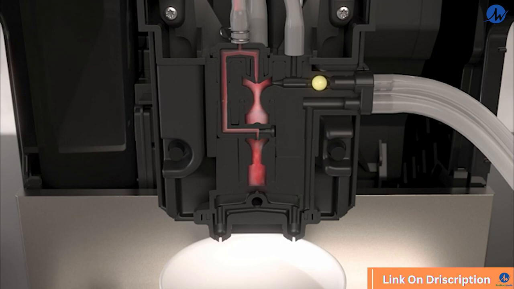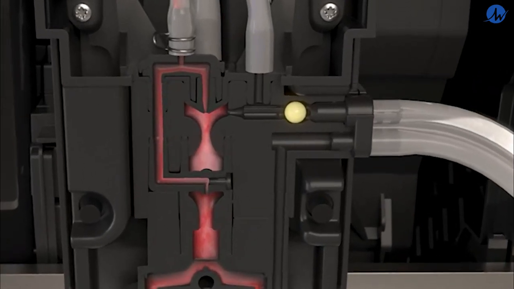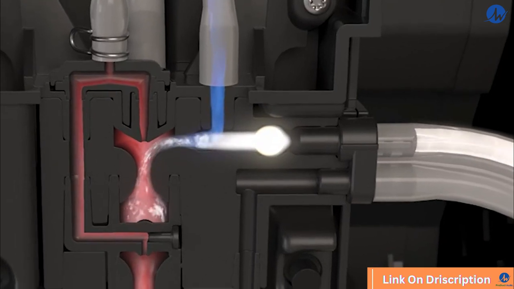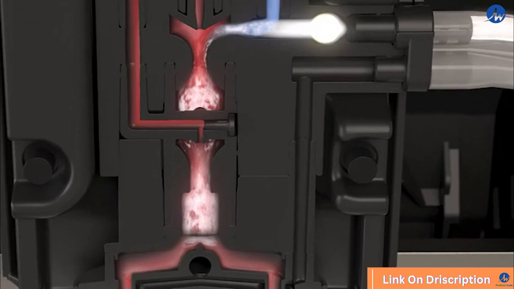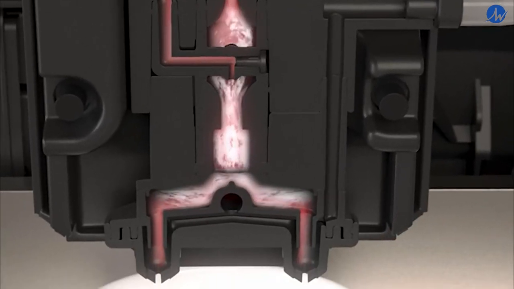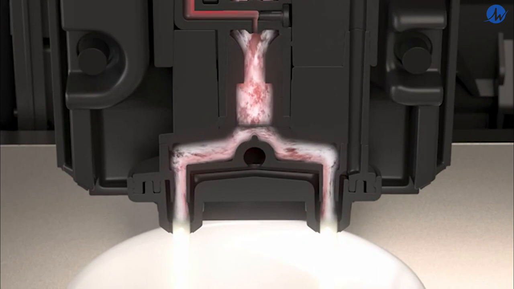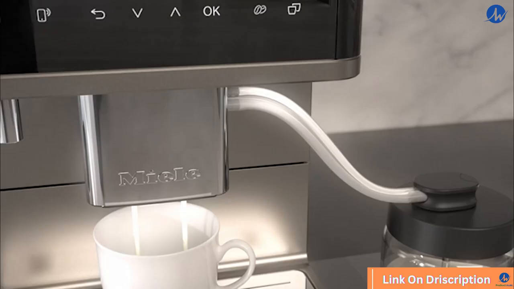A negative pressure arises which draws the milk out of the milk container and through the upper milk pipework. Air is mixed with the milk to create the froth. The milk then comes into contact with the hot steam, becoming warm milk froth. The milk froth is heated again by the second steam inlet, giving it a particularly fine consistency. The result? A perfectly prepared cappuccino.